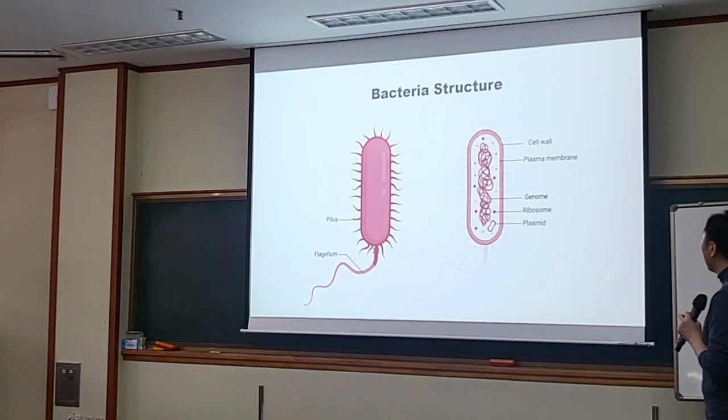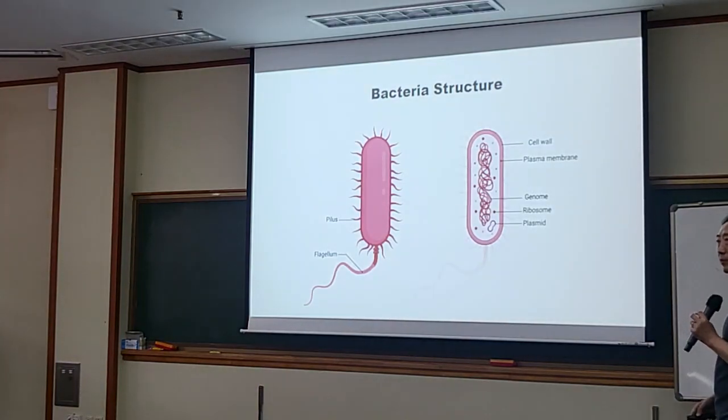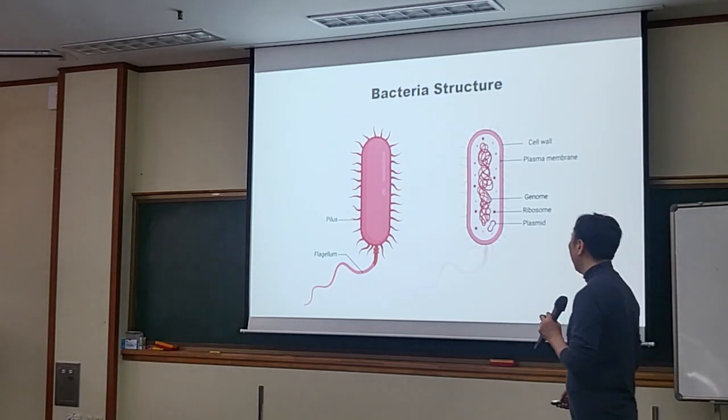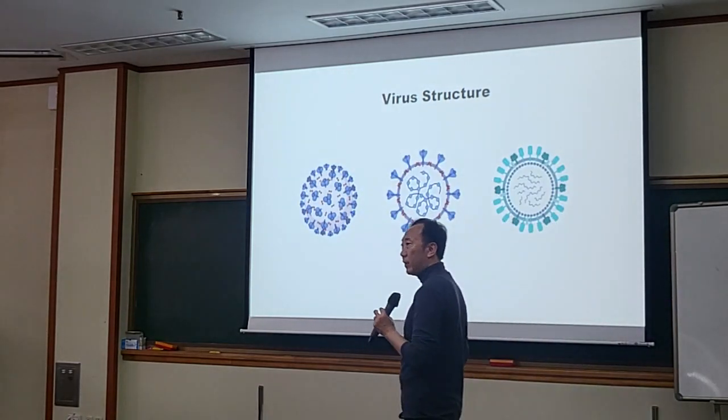And outside of the membrane, they have a cell wall. We don't have a cell wall. And maybe that can be a good target for attacking.